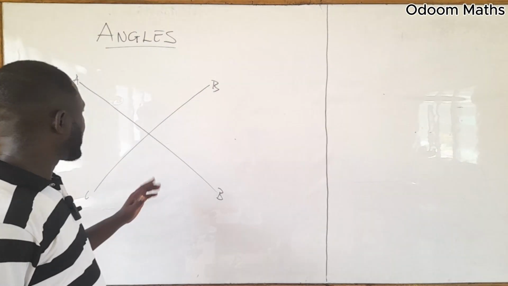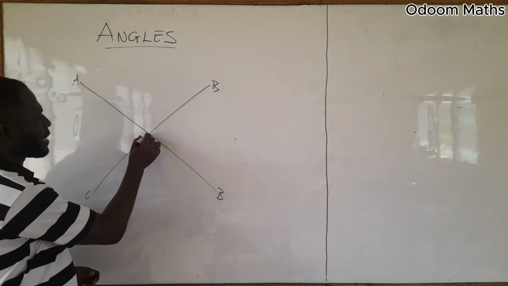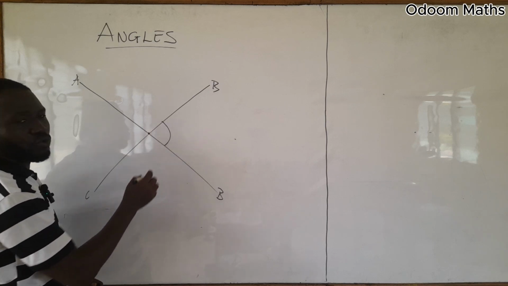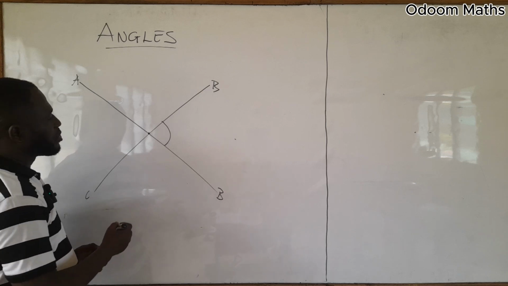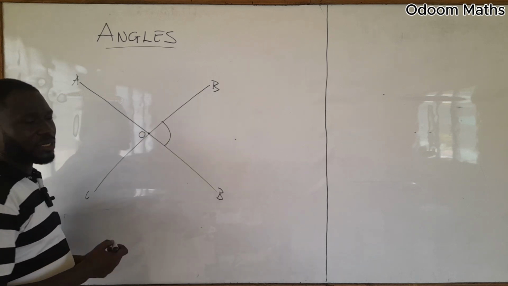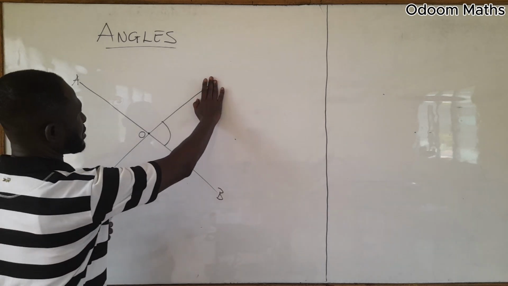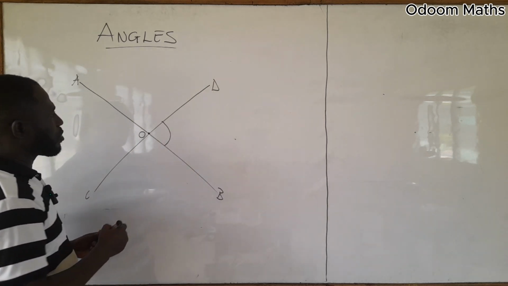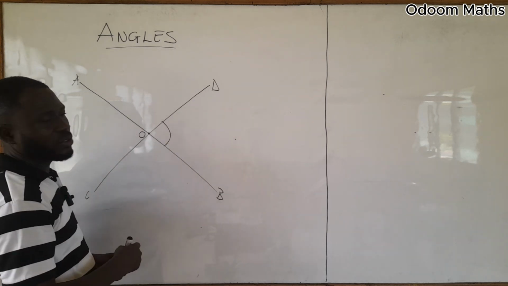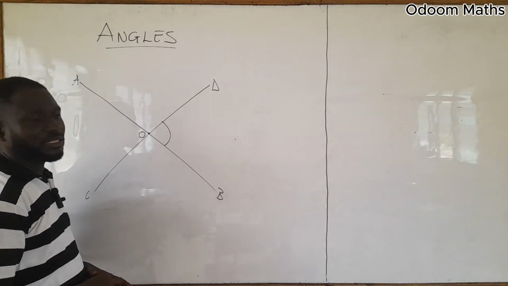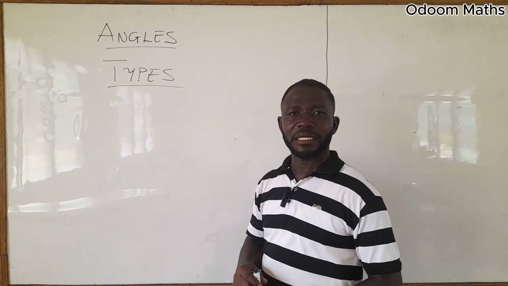Per the example on the board, line AB meets line BC at this point, and an angle is formed between line AB and BC. The angle can also be formed at this point or this point. Let me call the center O, and this is CD. So we can call this angle BOD, which is equal to a certain measurement, either in degrees or in radians.